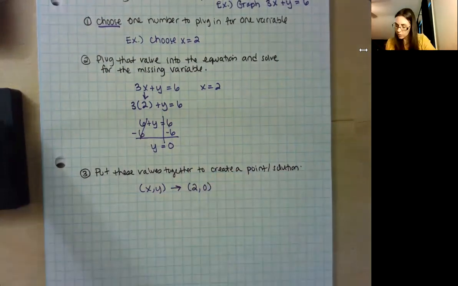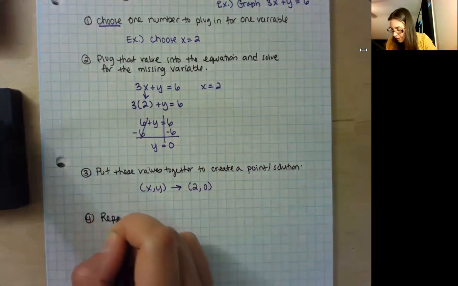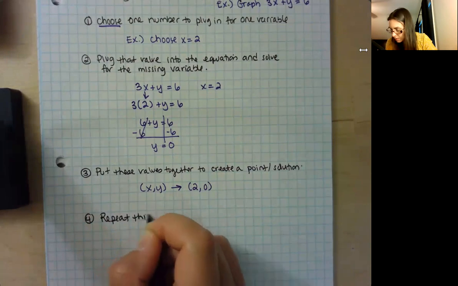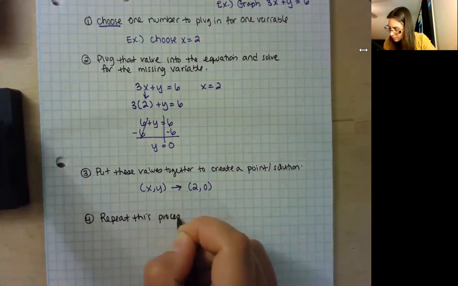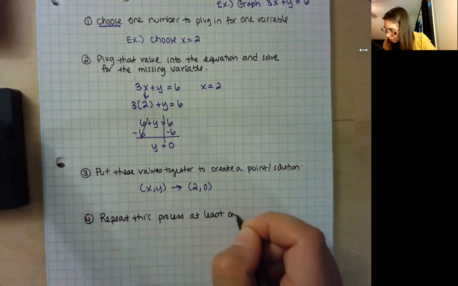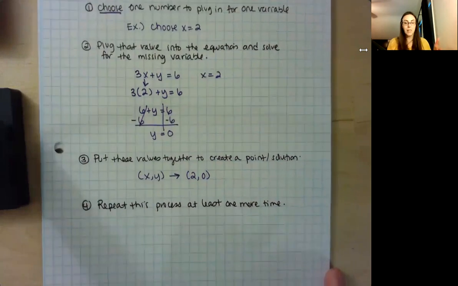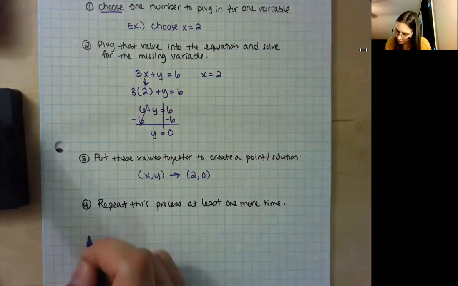And then what you're going to do is repeat this process at least one more time. Okay? So what happens is you always need at least 2 points to graph a line. Okay?